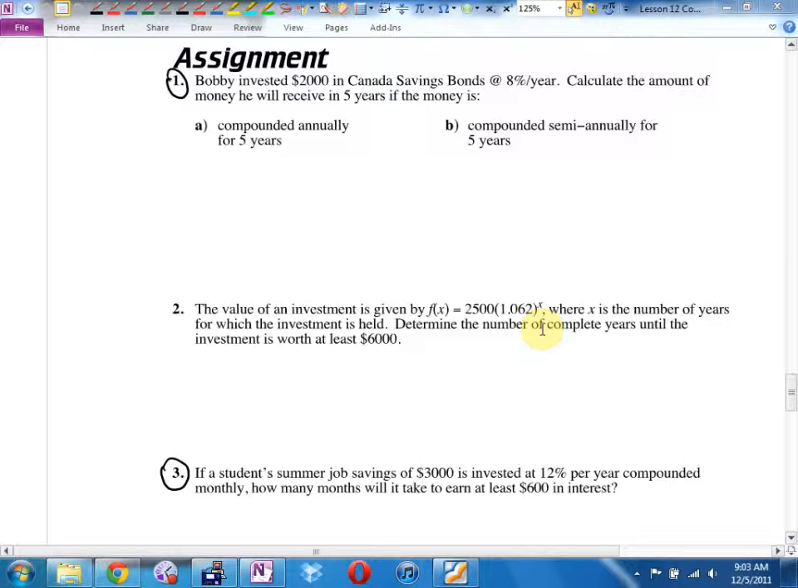Last day we looked at compound interest. We said it was exponential growth disguised just a little bit. But I'll start out by saying, hey, any questions from here you want me to go over? Now is your chance to ask.